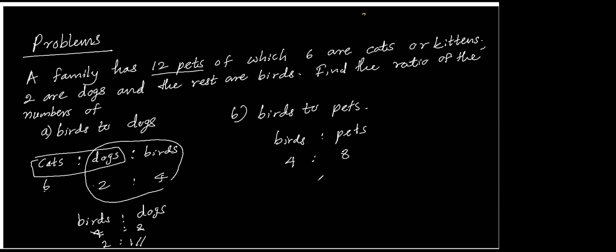Teacher, for pets, can't we take 12? Yes, we can take 12. All are pets. Teacher, birds also we can take as pets. So we can write here, birds how many are there? 4. And all together 12. 1 to 3.